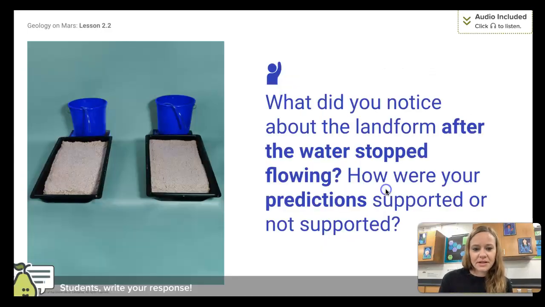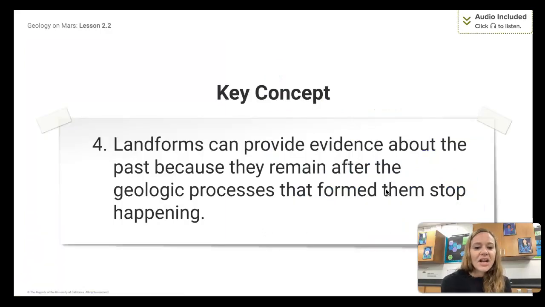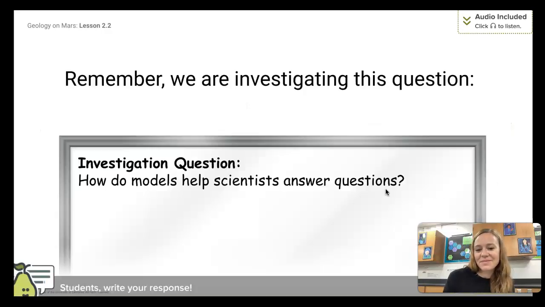Oh, it's going to play. Sorry. So I want you to think about while you're working on this, what did you notice about the landforms after the water stopped? Were there landforms? Were there not landforms? Did your evidence support your predictions, or was it not supported? Do you think you have enough evidence to answer these questions about whether this flowing water model created the landform on Mars? And then our last key concept is landforms can provide evidence about the past because they may or may not remain after the geological process that formed them has stopped happening.